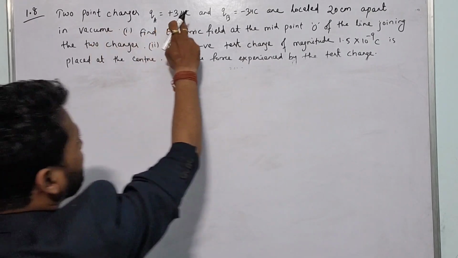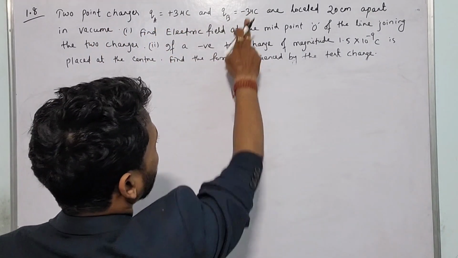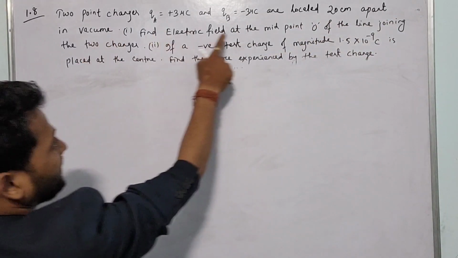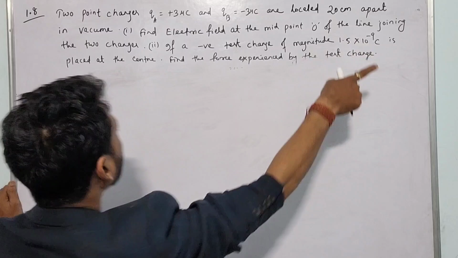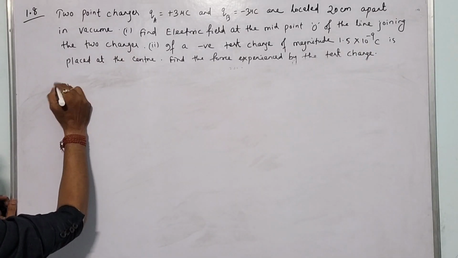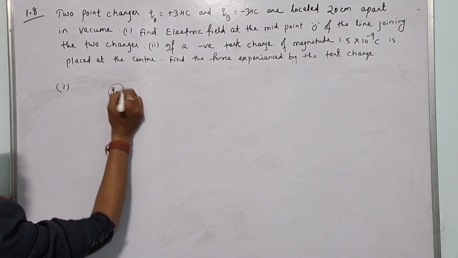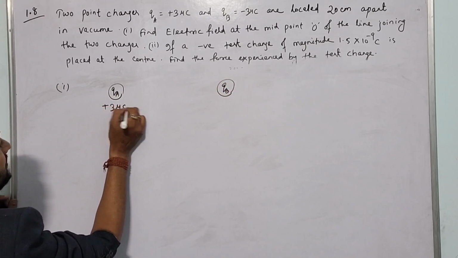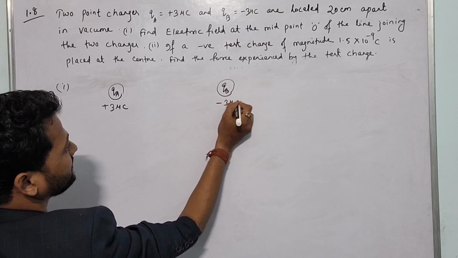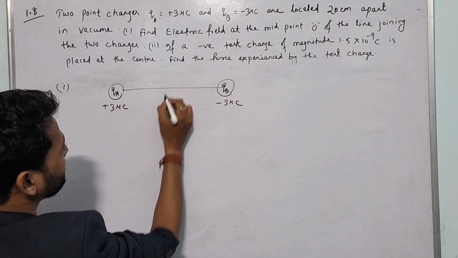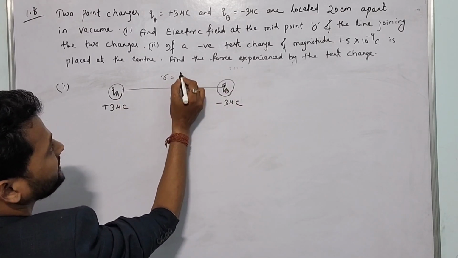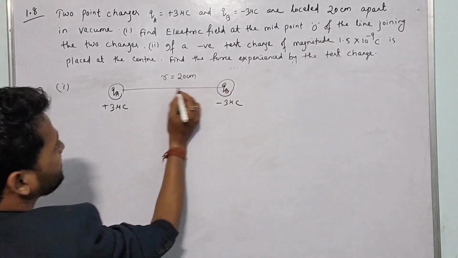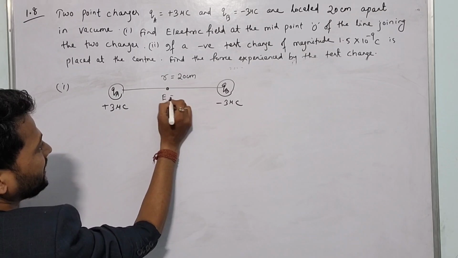Two point charges QA plus 3 microcoulomb and QB minus 3 microcoulomb are located 20 cm apart in vacuum. Find the electric field at the midpoint O of the line joining the two charges. See, first, what is the first bit? QA and QB are two charges of magnitude plus 3 microcoulomb and minus 3 microcoulomb. And the separation between them, let it be R. R is given as 20 cm. So we'll find out the net electric field at the center.